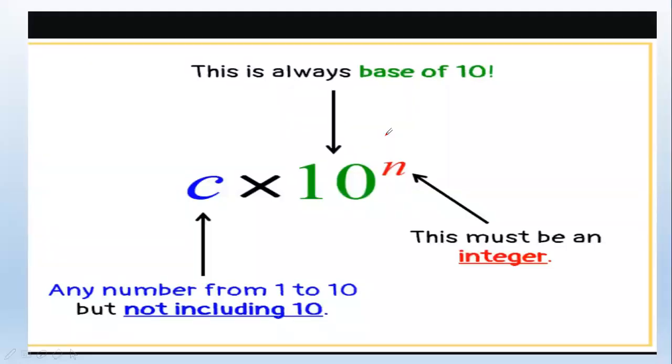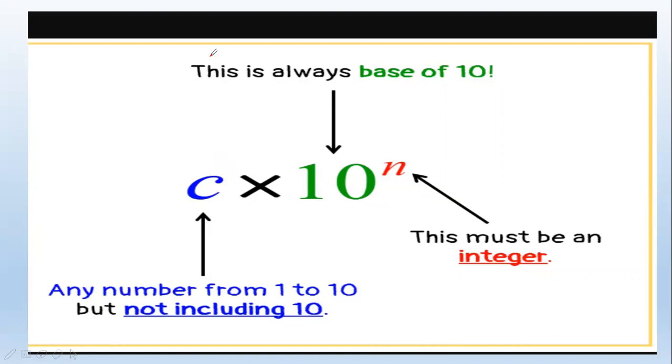Here you can see on your screen C cross 10 raised to the power n. It is written in scientific notation. This n represents an integer and this is C. This is any number between 1 and 10, but 10 must not be included. So if you write a number in standard form, it is called scientific notation.